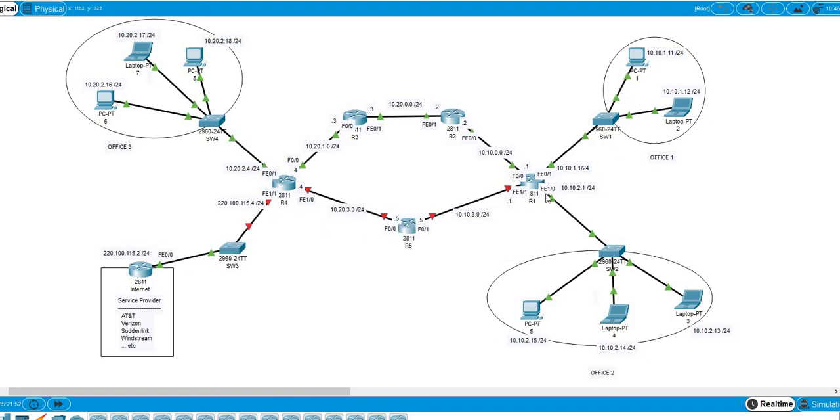And the same thing is here for R1. R1 does not know how to send traffic across this network all the way to R4. Okay, so that's where static routes come into play. We're going to configure static routes on all these routers to be able to forward traffic across this network. See you in the next video.